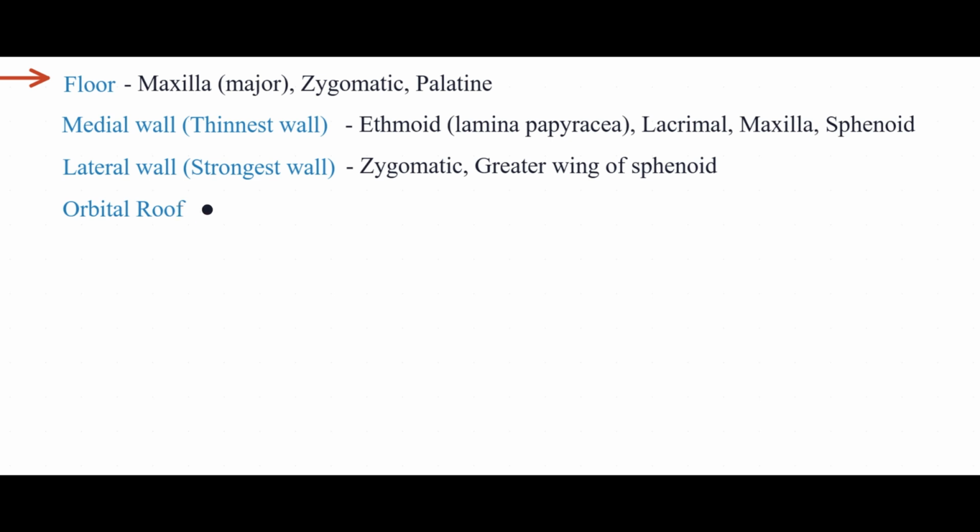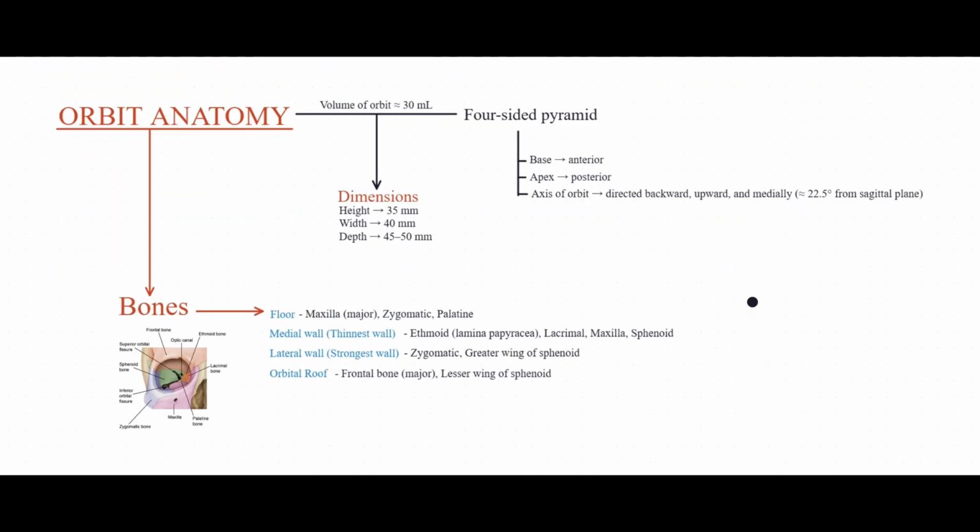Finally, let us discuss the orbital roof. The orbital roof is formed mainly by the frontal bone, which is the major contributor. It also has a contribution from the lesser wing of the sphenoid bone. The orbital roof separates the orbit from the anterior cranial fossa.